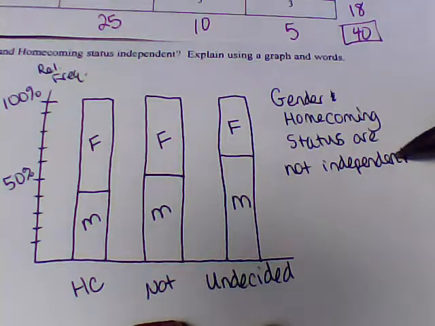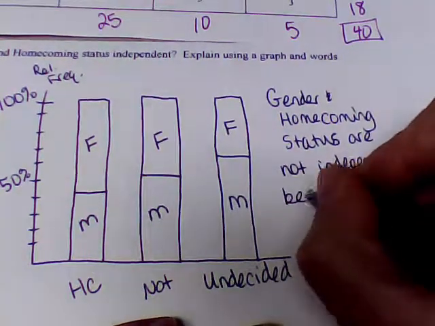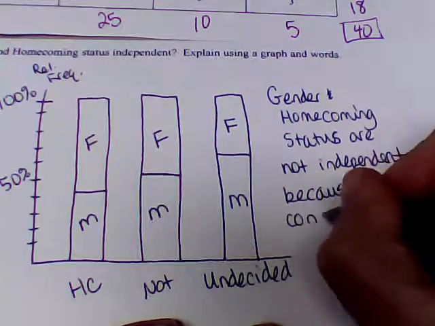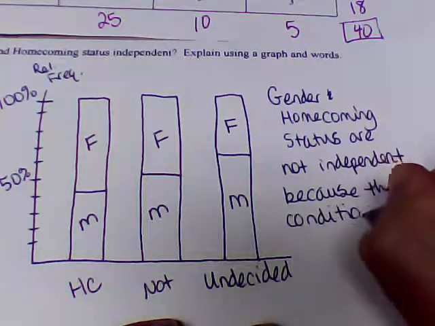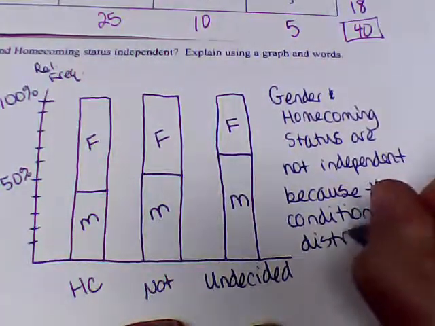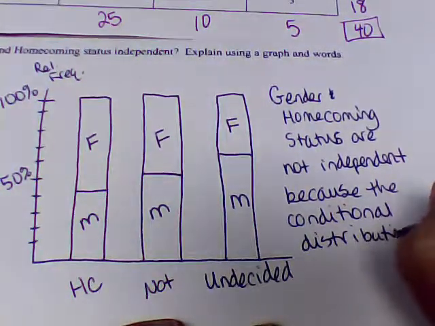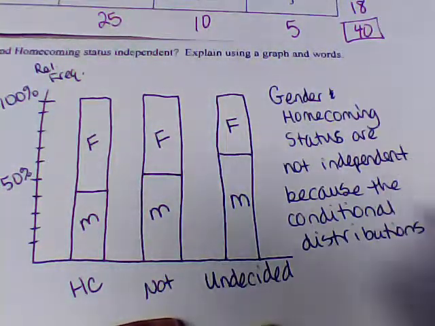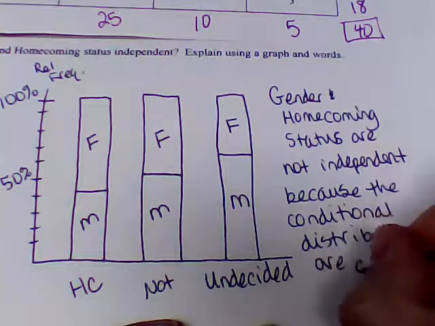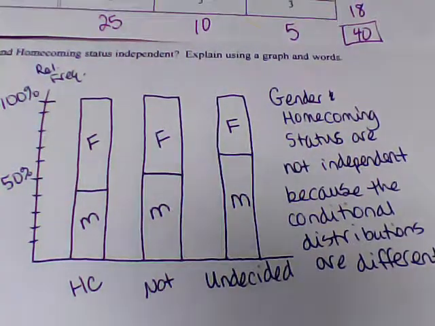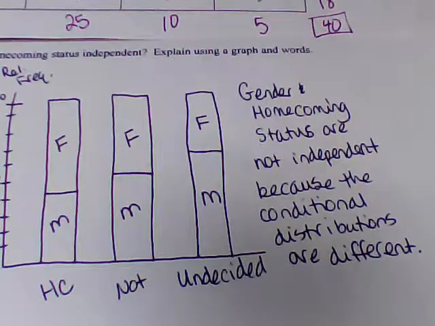Gender and homecoming status are not independent because the conditional distributions are different. So we have drawn 3 different conditional distributions, and the breakdown of gender within each is different. So because the conditional distributions are different, I hope that helps a little bit of chapter 3 make more sense.